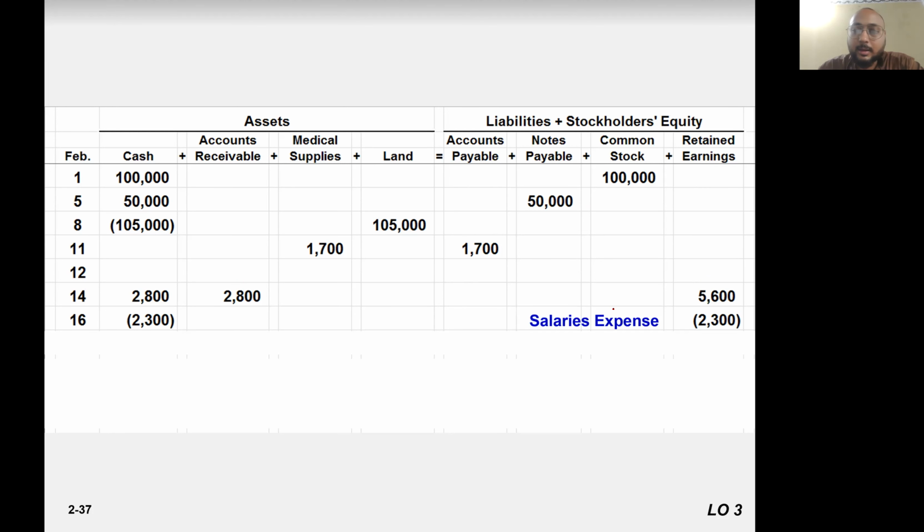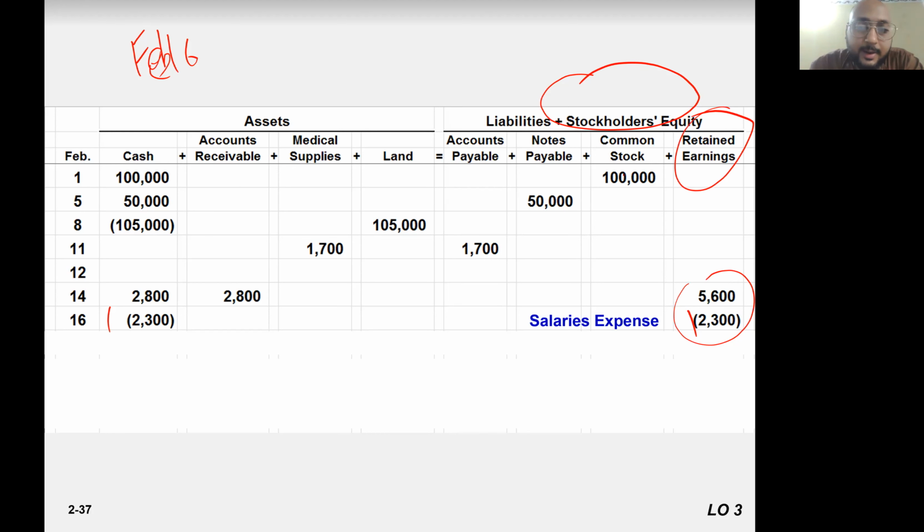Okay, I missed one thing here. What happened on 16 February? Can you read it? Mirko? I think the salaries, right? The business paid salaries. Yeah. So cash decreases, salaries belong to expenses, and the dividend belongs to shareholder equity under retained earnings.